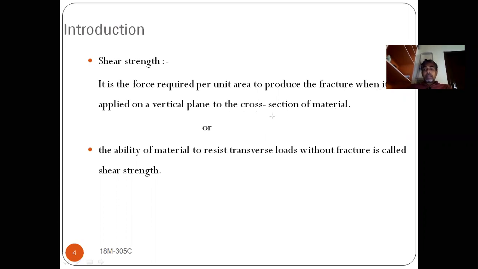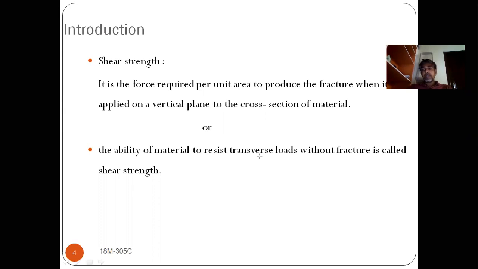So what it indicates is how you are applying the force. You are applying the force in such a way that it acts in the vertical plane onto the cross section of the material. That means you are applying a transverse load, simply saying. So how can you say that? It is the ability of the material to resist transverse loads without fracture.